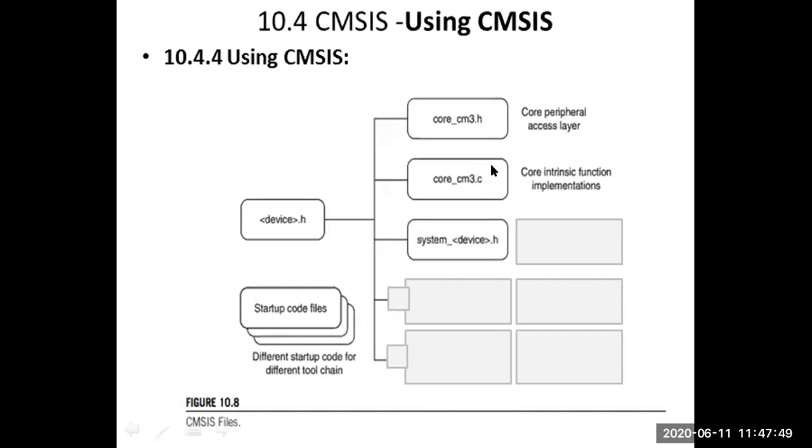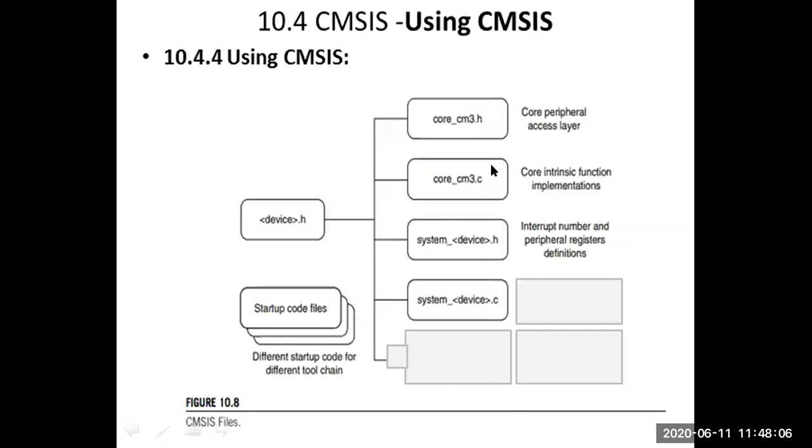We'll see the next one, system_device.h. This is used for interrupt numbering. Whatever interrupt comes, to number those, and to define the peripheral registers, we need to use system_device.h. Next one is system_device.c. Why? For initialization of the system functions.